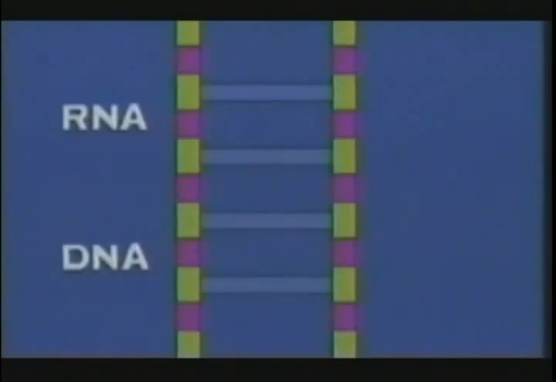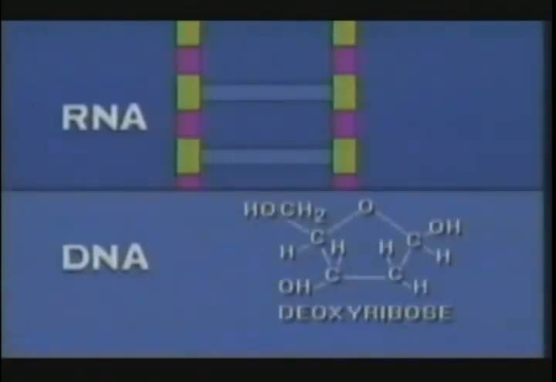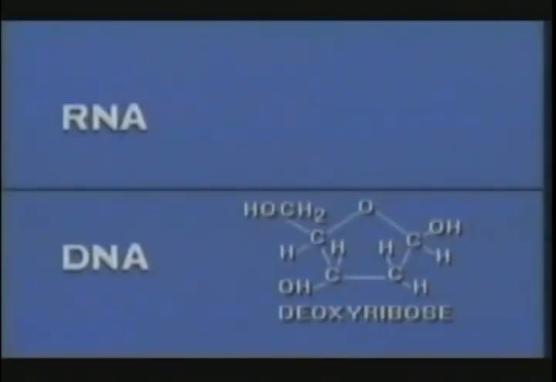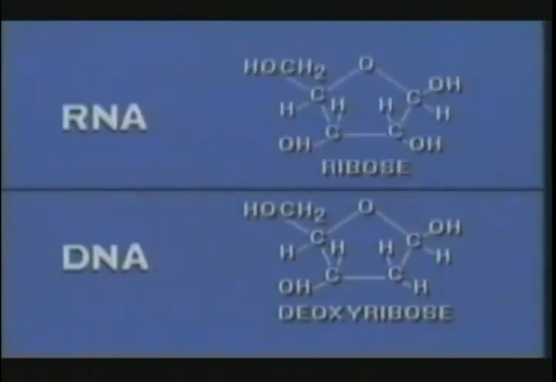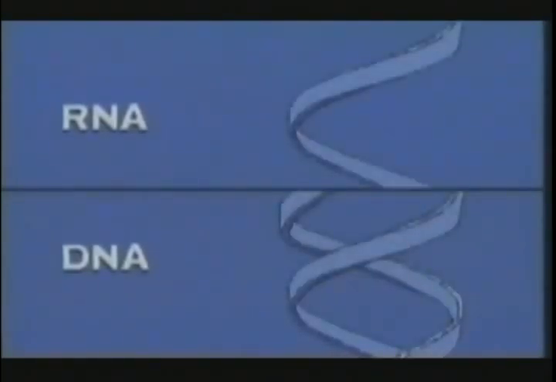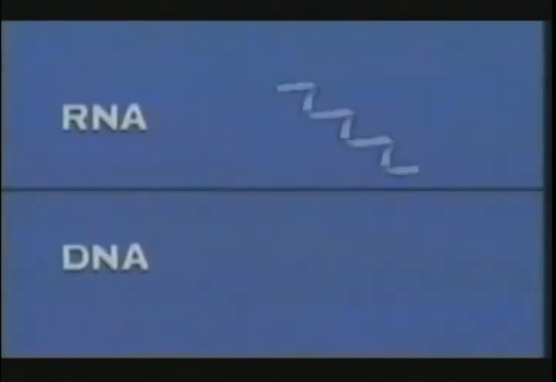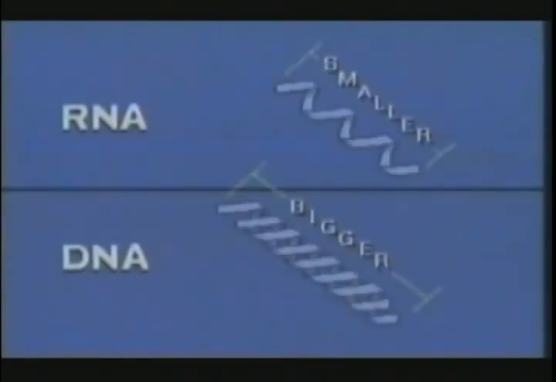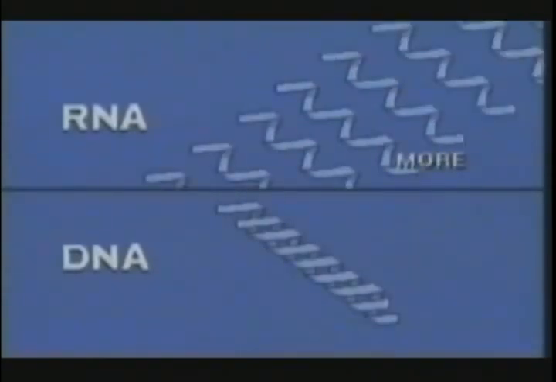The difference in name comes from the sugar molecule along the rails. DNA is built with deoxyribose, whereas RNA is built with ribose, which has one more atom of oxygen. DNA is a double helix, while RNA is a single helix. Unwound, RNA is like a ladder cut in half lengthwise. RNA is smaller than DNA, but it's much more plentiful.